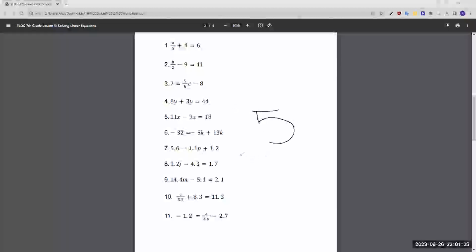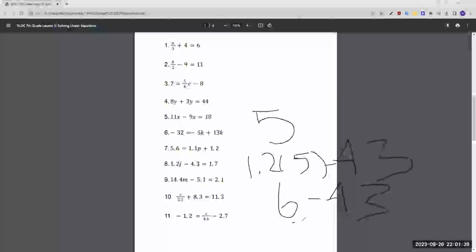Now, as for checking it, it'd be 1.2 times 5 minus 4.3. 1.2 times 5 is 6, like we did earlier, minus 4.3. And that does equal 1.7, which is what we were given.